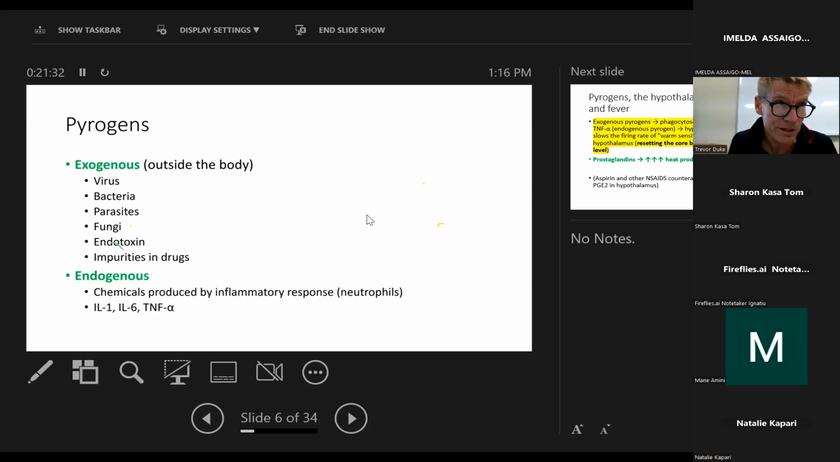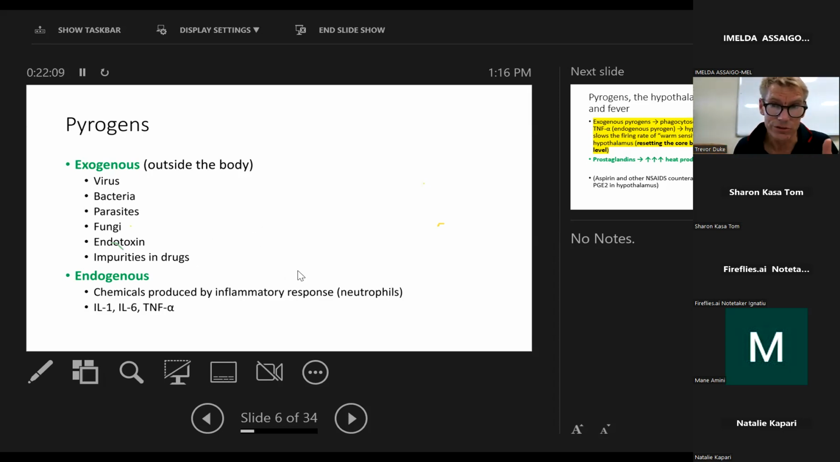Remember when we have an infection that activates neutrophils and they produce chemicals? You don't need to know them necessarily, but they're called IL-1 or IL-6 or TNF alpha. They're called interleukins. They're just chemical mediators. The neutrophils phagocytose the virus or the bacteria. Then in response to that, they produce these endogenous pyrogens like IL-6 or IL-1 or TNF alpha.